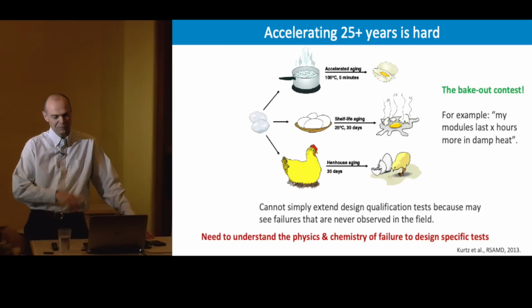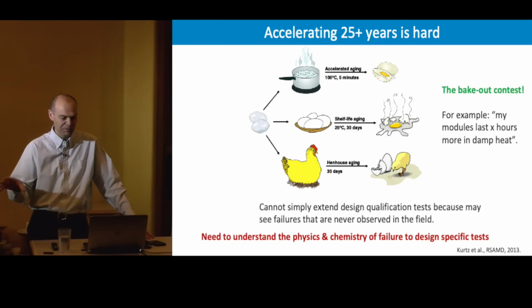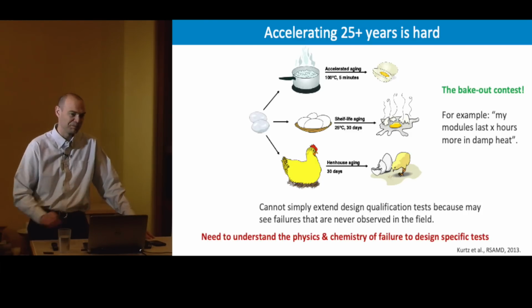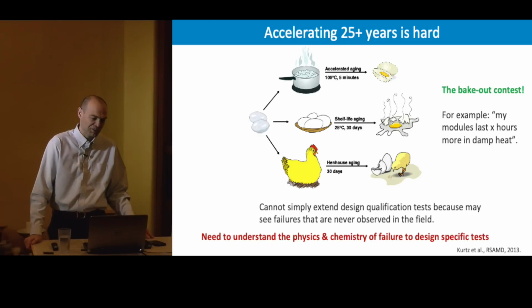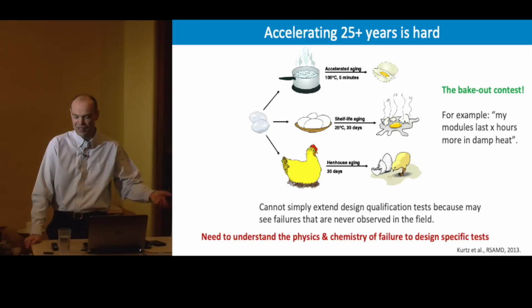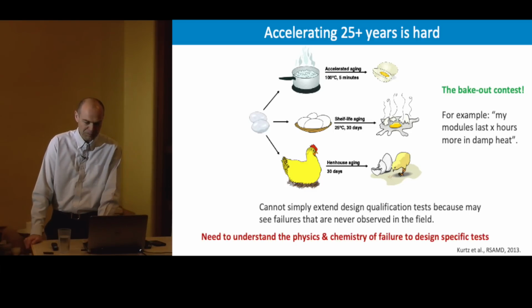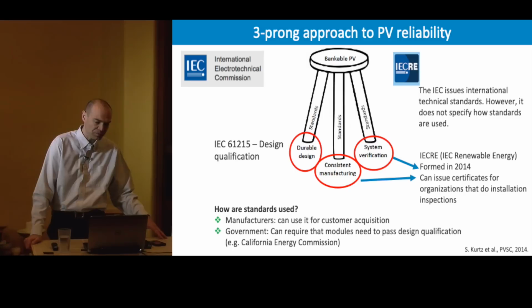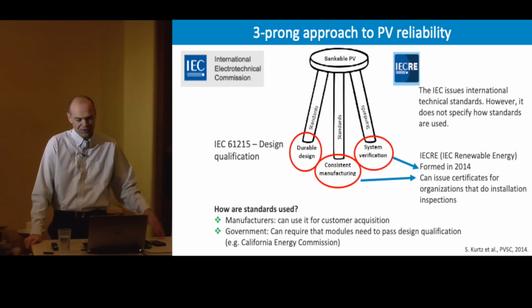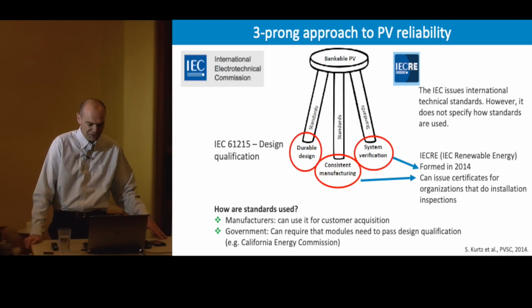So this loop, this feedback of what we see in the field, is really important to develop these tests. And to develop these tests, we really have to understand the physics and the chemistry. So to specifically develop a lifetime test, there's a little bit about this 3-pronged approach. I talked about the durable design, that's the design qualification test. And they can be used in 2 ways.